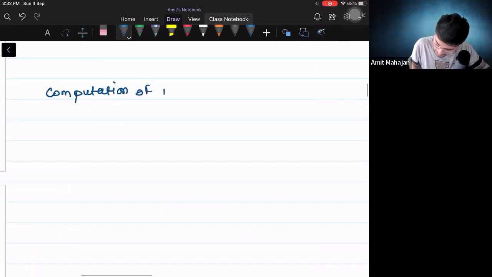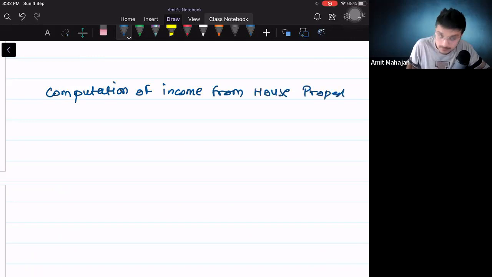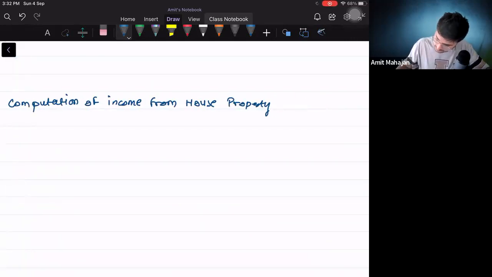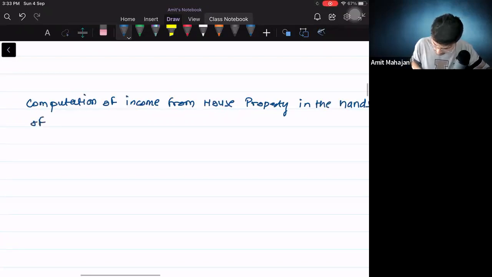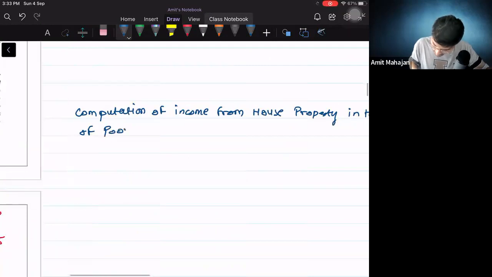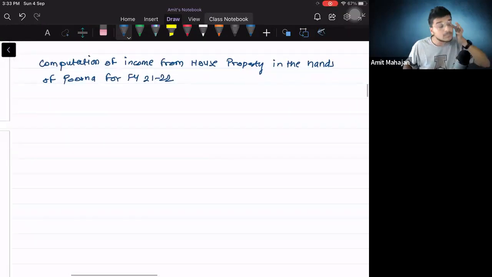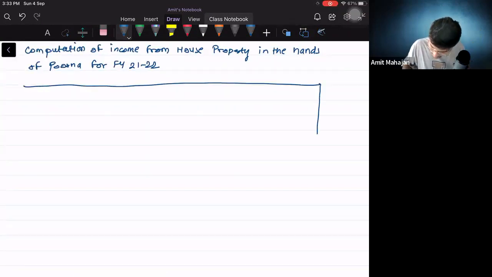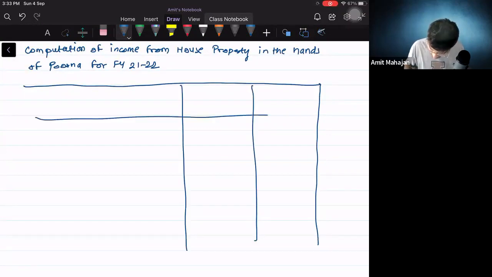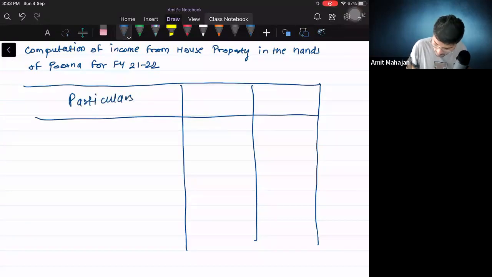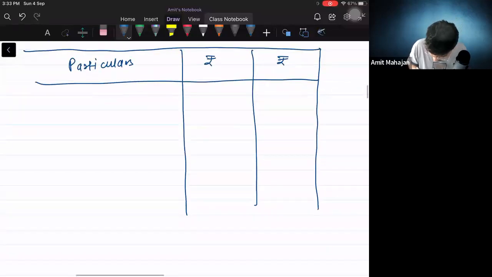Computation of income from house property in the hands of Amit Mahajan. I will not write gross annual value, I'll directly write net annual value.